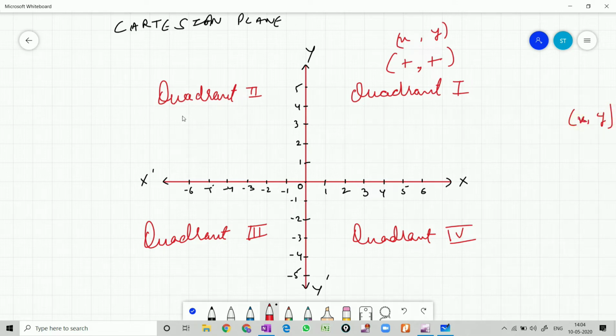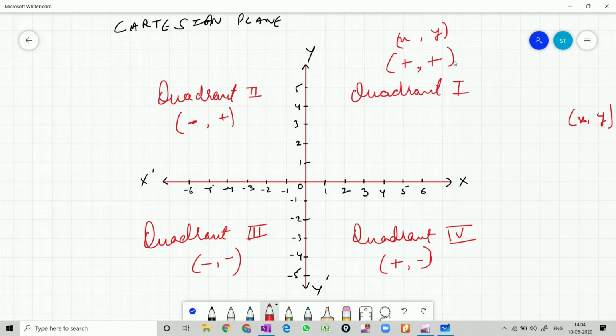Here, x is negative and y is positive. Here both are negative, x and y both. And here x is positive and y is negative. See this, x is positive in this area and y is negative. So this way, first of all, this is very important.